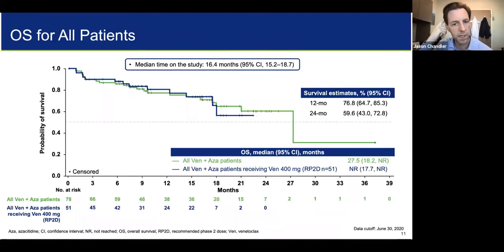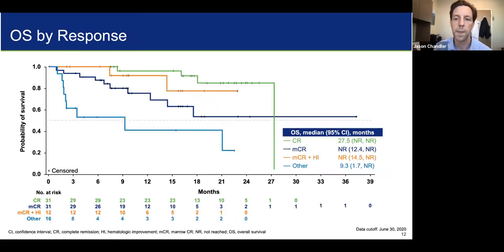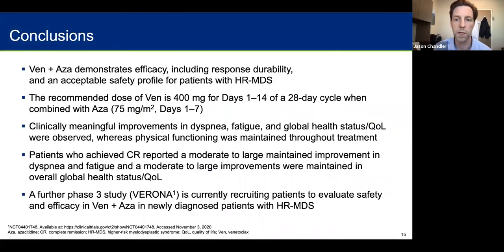So you can see here this is just looking at all patients and those that were dose expanded for 400 milligrams and how close they were. So 400 milligrams was the dose they picked. And the top curve is showing patients that received a CR. Their overall survival was amazing. And basically, if you got a CR, you lived a long time on this combo. So this is a great combination.